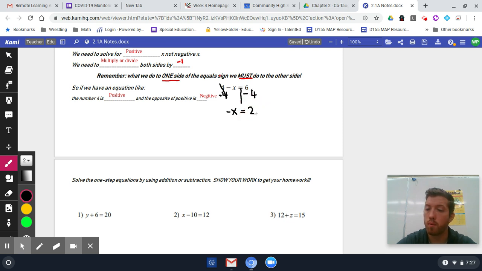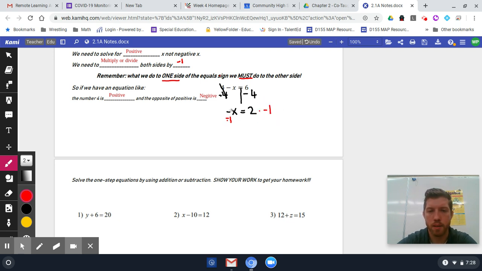And then normally we were done here, but whenever we see a negative variable, we have to get rid of that negative. So how do we do that? Well, we can either multiply or divide both sides by -1. So I'm going to multiply both sides by -1. Okay, you can also divide. I normally like to divide.